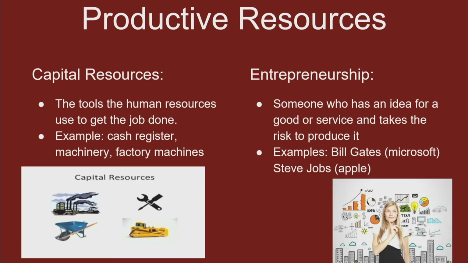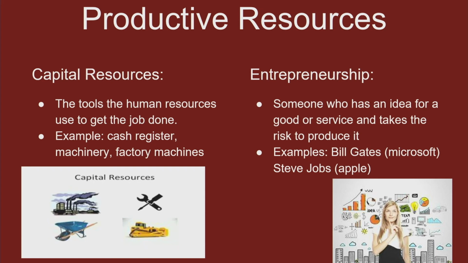So the capital resources, these are the tools that the human resources, the labor force, the people, actually use to get the job done. They help the labor force get it done. It makes it easier, gets the job done faster. So those examples would be a cash register, any type of machinery or factory machines, construction machines, anything that's going to help that labor force make the product more efficiently.